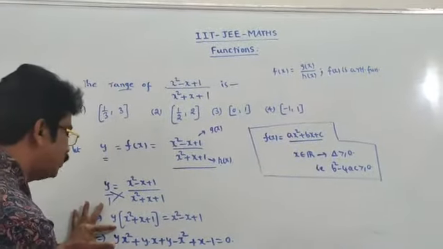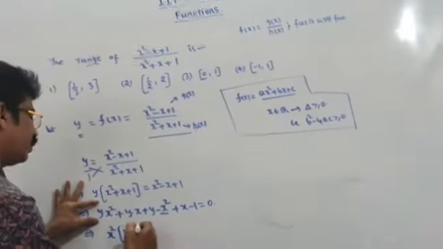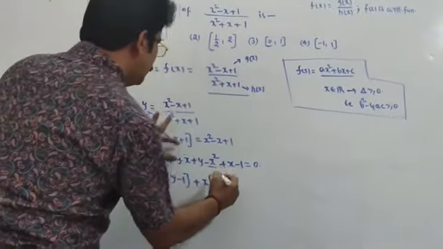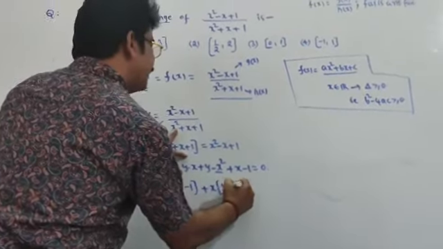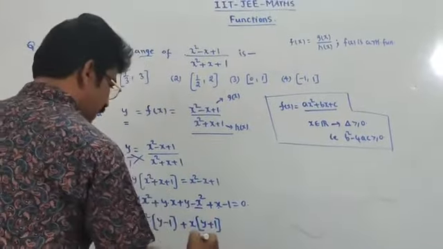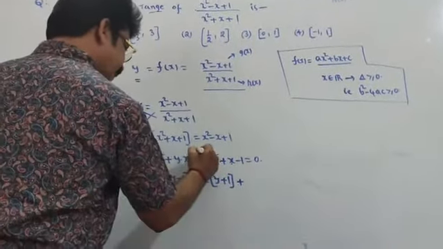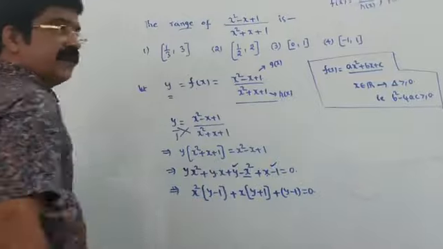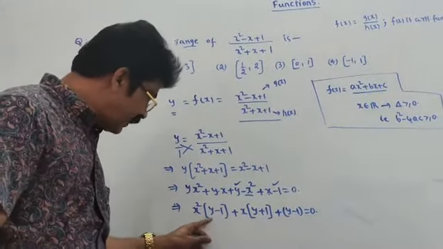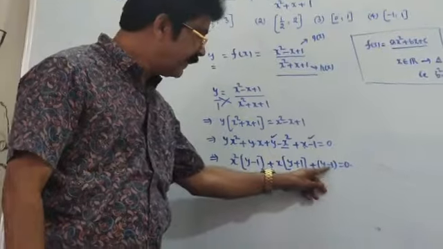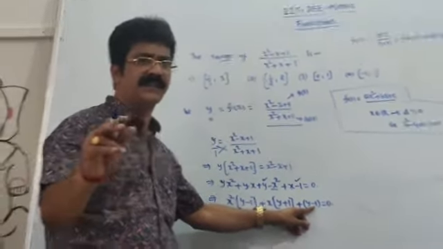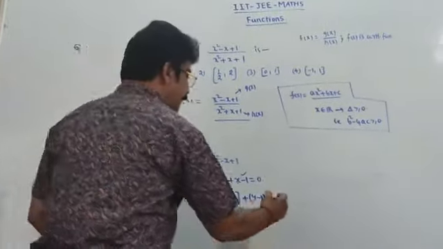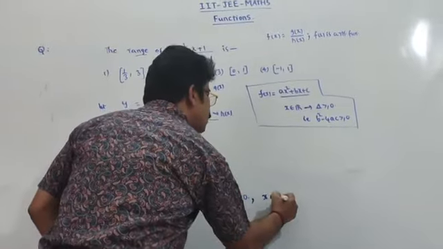So x square into (y minus 1), plus x into (y plus 1), plus the term independent of x, which is y minus 1, equals 0. Clearly we see x square times something, plus x times something, plus a term independent of x, with no x term. This is a quadratic equation in terms of x. Given here, x belongs to capital R.